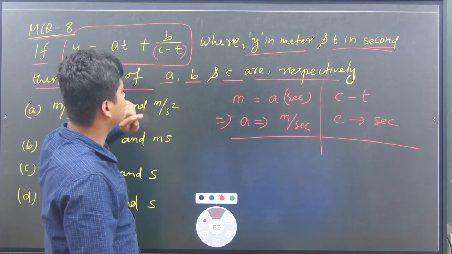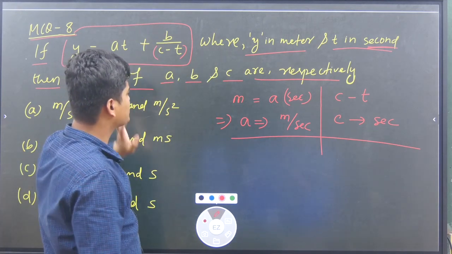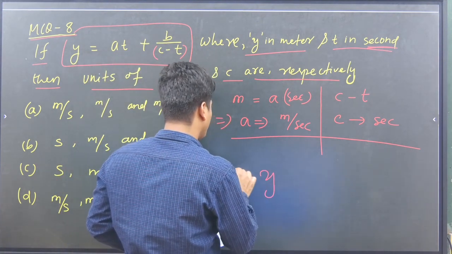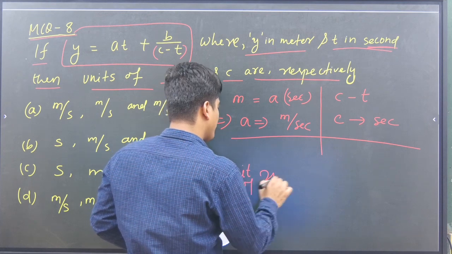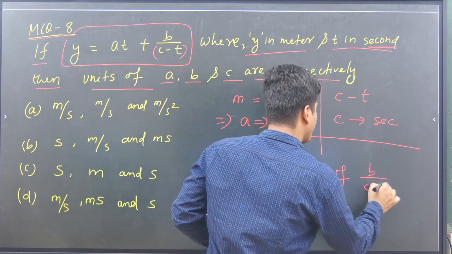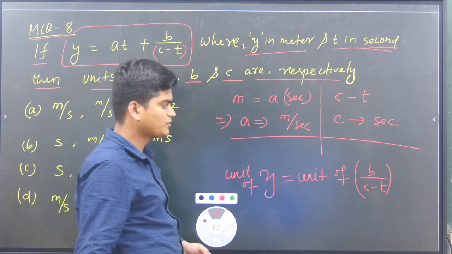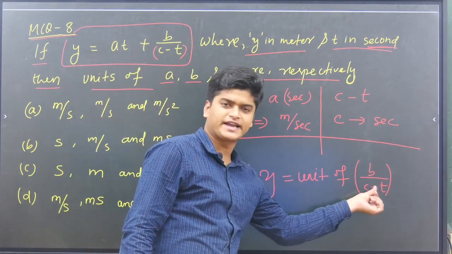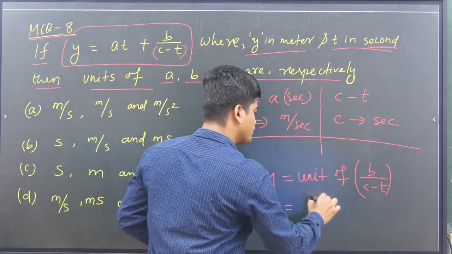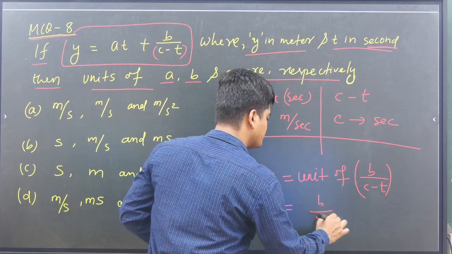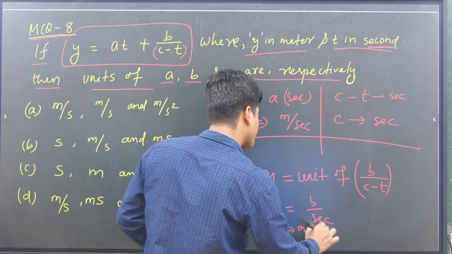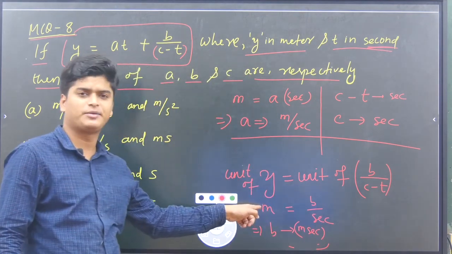Now the third thing: b you need to find. So b by c minus t is there. Now see, that means I can write the unit of y should be the unit of b by c minus t, the full b by c minus t. Okay. Now this is basically time, second, and the unit of y is nothing but meter, and you keep b as b, divided by second. So if we find the unit of b, how much will it come? Meter into second. Okay, so second will come and multiply here.